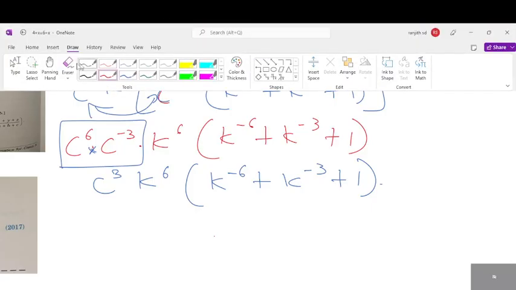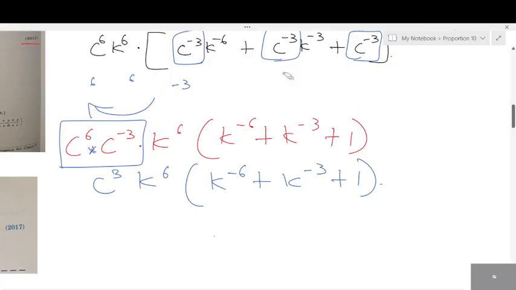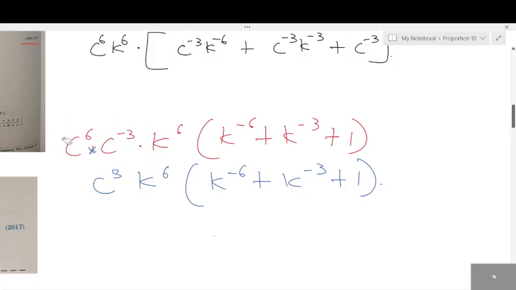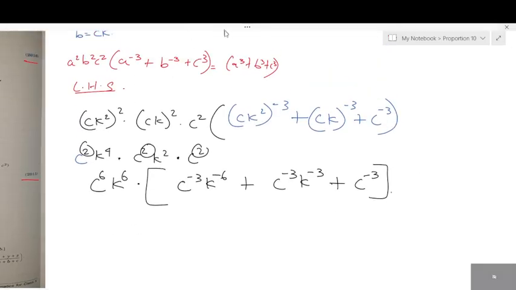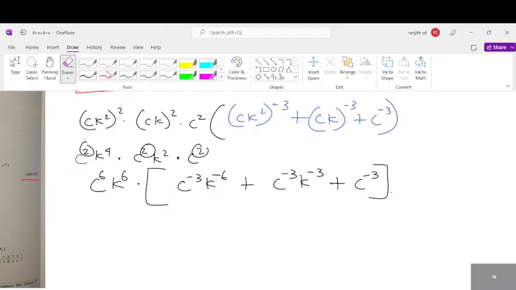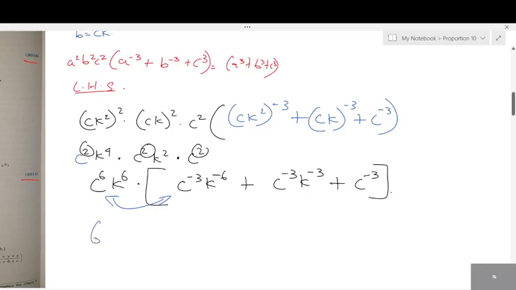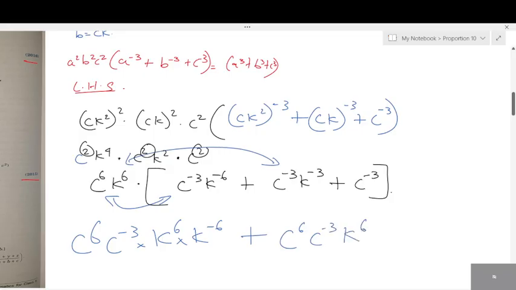Yes, students, instead of doing so many steps, just ignore all this. We can straight away open the bracket and solve here. After this, open the bracket, multiply these two. What do you get, students? C^6 and C^(-3) into K^6 into K^(-6) plus the other two: C^6 into C^(-3), K^6 into K^(-3) plus C^6 into C^(-3) into K^(-6).